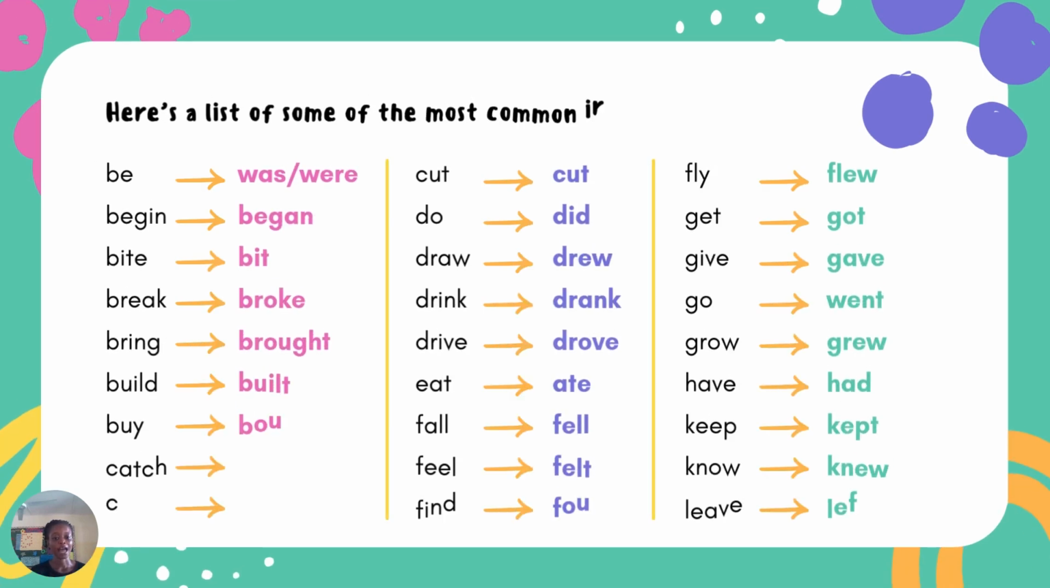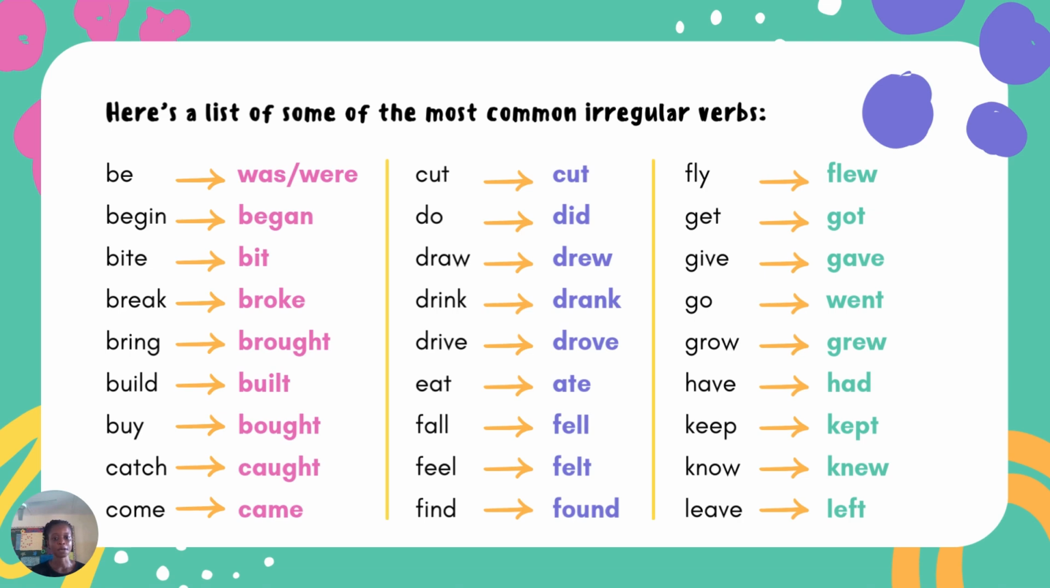Now, I have a list of some irregular verbs here. We have be, past tense is was or were. We have begin, began, bite, beat, break, broke, bring, brought, build, built, and so on and so forth listed in the slides on your screen. In each of these verbs listed here, you can see that they do not follow a particular pattern. All their past forms are gotten from very unique forms.